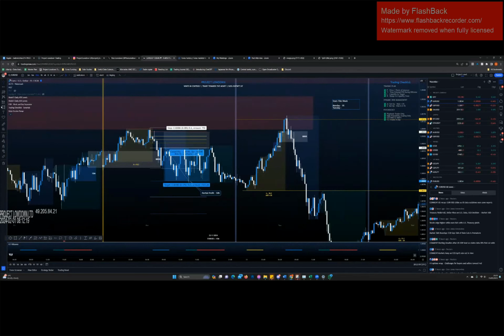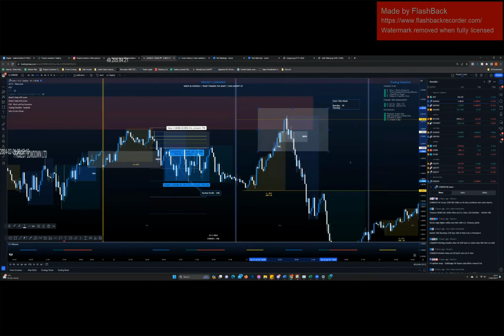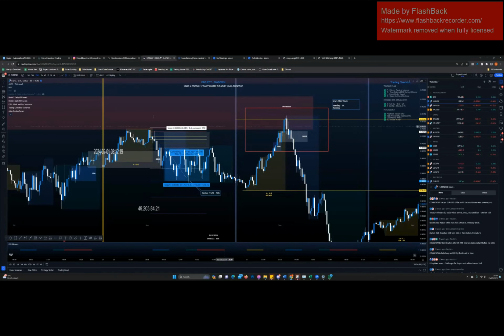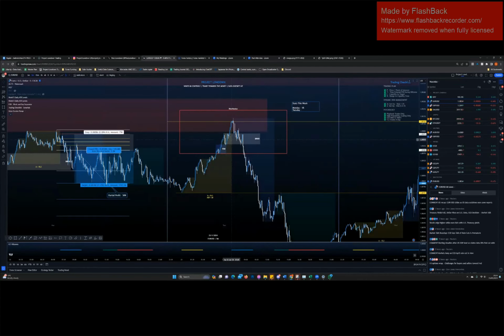This is a slam dunk trade. This is what we want. If we can get this once a week, perfect. That's all we need, right? Because this trade did damage. You didn't have to go on the 1M for it. This was clear on the 15M. It was clear on the 5M. Right? There's your reaction. There's your reaction failure.